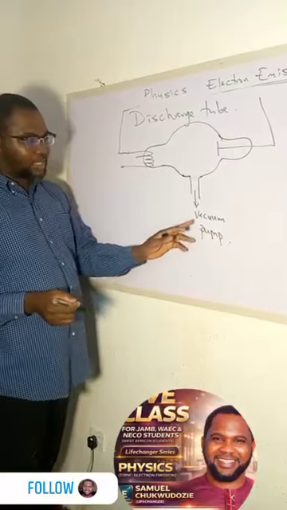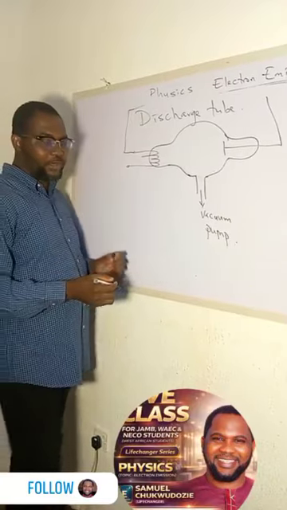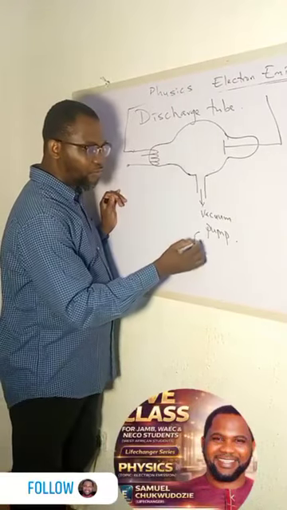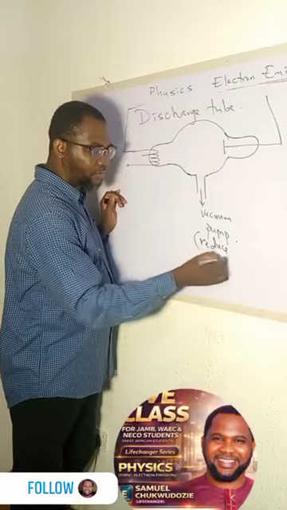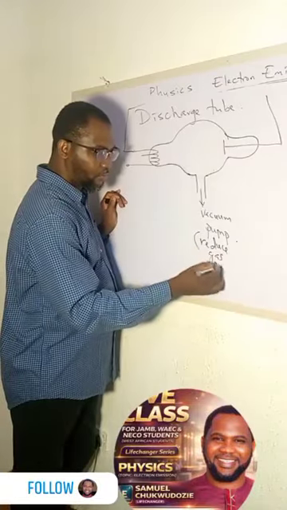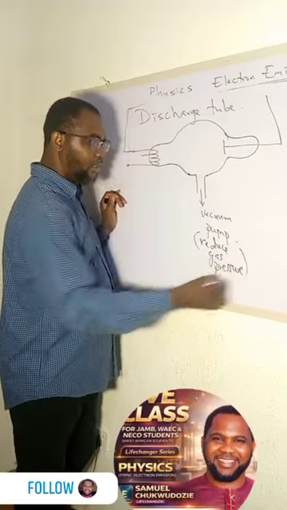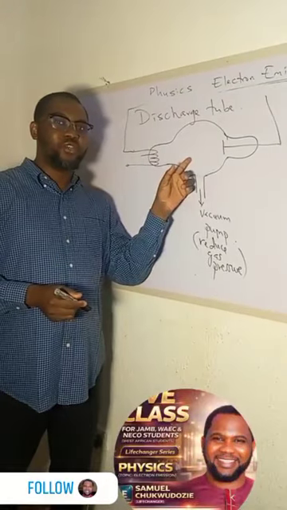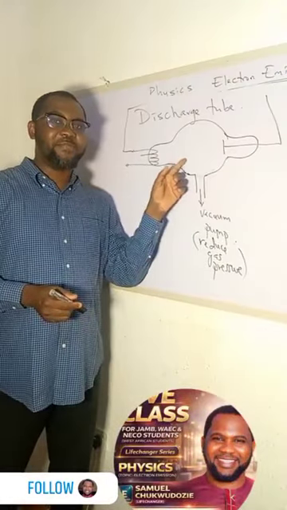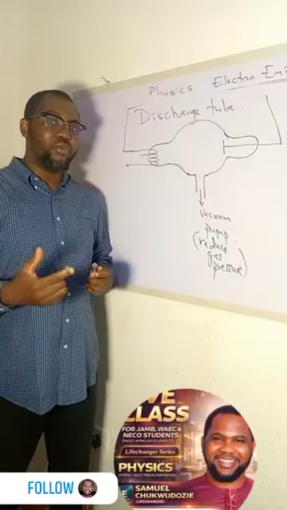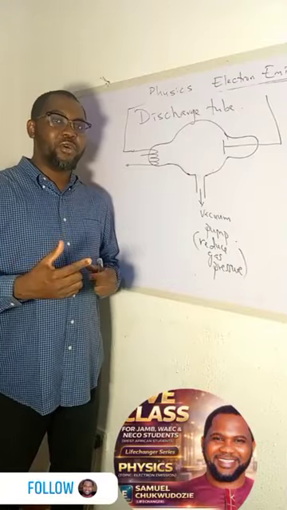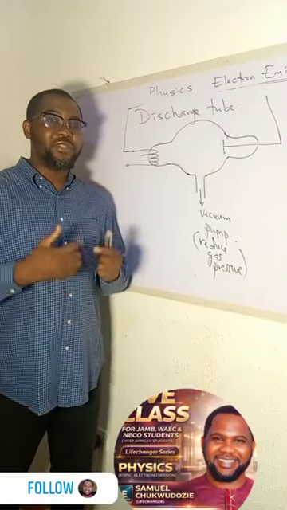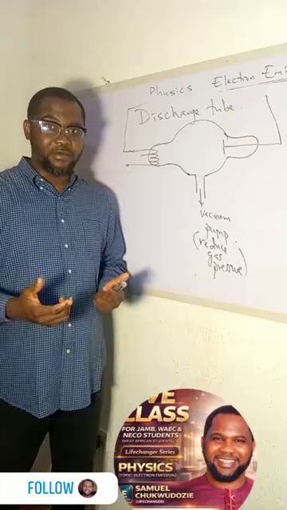Now, you may ask, why do we need a vacuum pump here? The vacuum pump here is to reduce what we call gas pressure. The vacuum pump reduces gas pressure. That means whenever there is too much gas, this experiment helps us know the conditions at which gases conduct electricity.